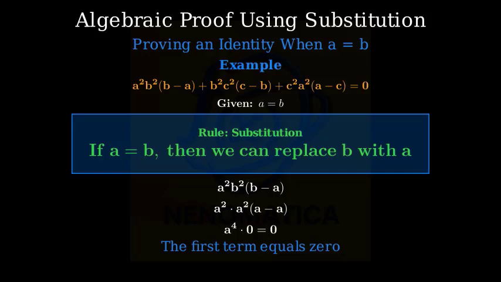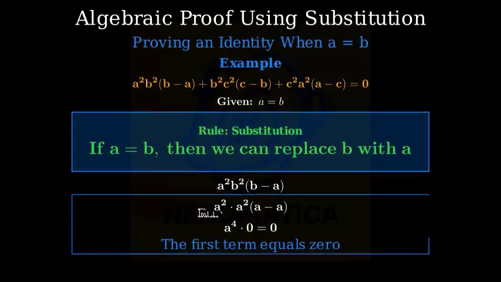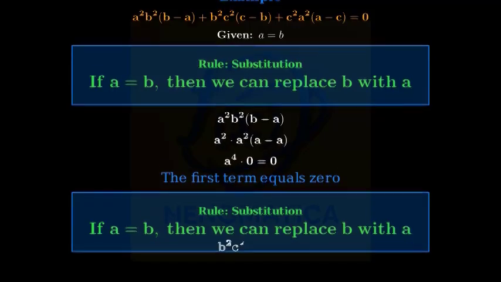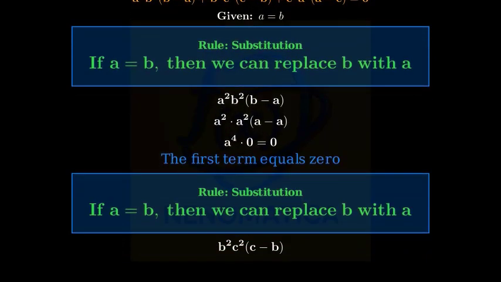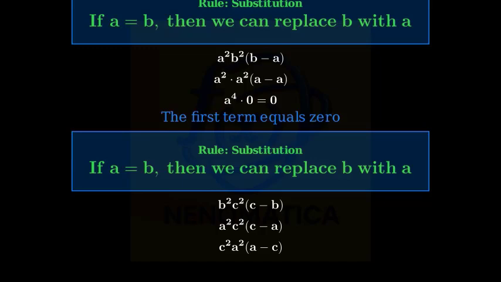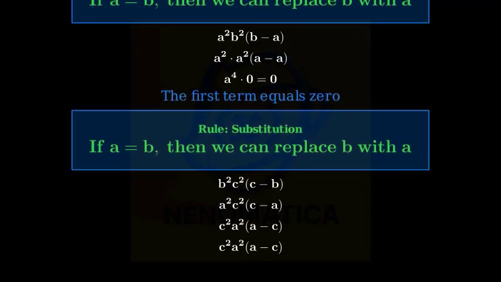Now, let's move on to the second and third terms. We'll continue applying our substitution rule, replacing b with a. The second term is b squared times c squared times the quantity c minus b. When we substitute b equals a, this becomes a squared times c squared times the quantity c minus a. Similarly, the third term is c squared times a squared times the quantity a minus c. Since b equals a, this term remains unchanged.